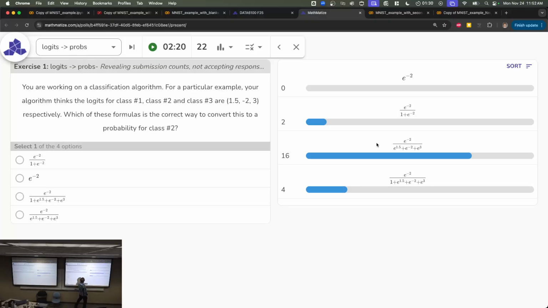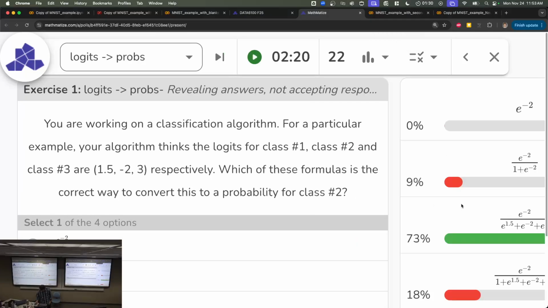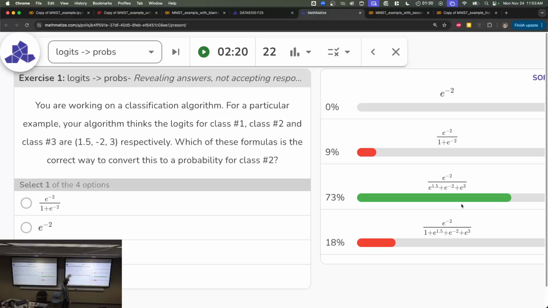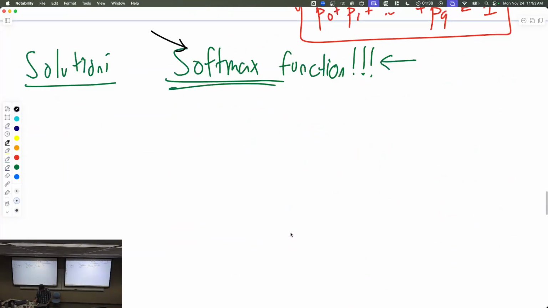Nobody fell for e to the -2. That's great. 2 people fell for just apply the sigmoid, which is the thing I said, don't do that. Right? I said, don't just do the sigmoid of -2, because then it doesn't add up to 1, which leaves us with these 2 options. And the way you can tell which one it is, they should add up to 1. And 16 people correctly figured out that if you do it this way, it adds up to 1. The other classes would be the other things in the denominator, right? So the probability of the first class would be e to the 1.5 divided by that stuff. The probability of the third class would be e to the 3 divided by that stuff. So when you add it up, the numerator and the denominator are the same, and it adds up to 100%. So that is exactly the softmax function, which is converting logits to probabilities.